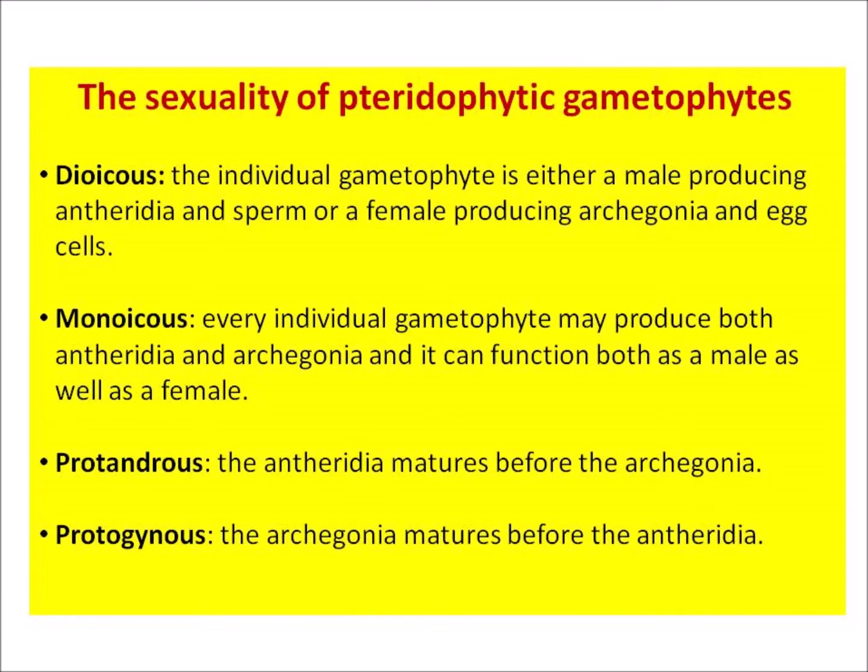Next, we can see the sexuality of pteridophytic gametophytes. The sexuality of pteridophytic gametophytes can be classified as follows. Dioicous: the individual gametophyte is either a male producing antheridia and sperm, or a female producing archegonia and egg cells. Monoecious: every individual gametophyte may produce both antheridia and archegonia, and it can function both as a male as well as a female.